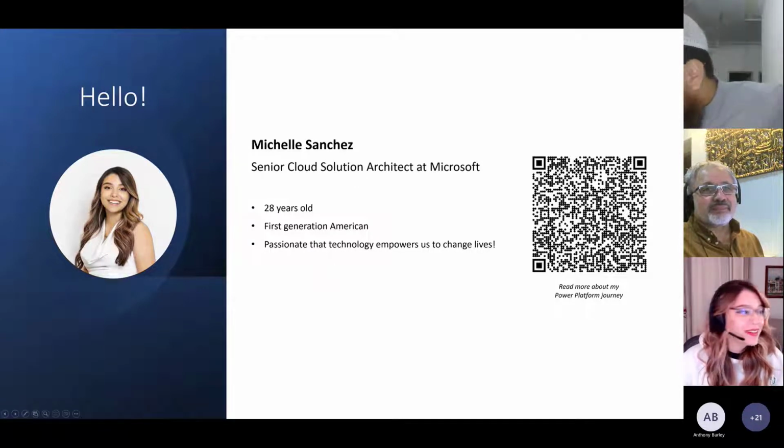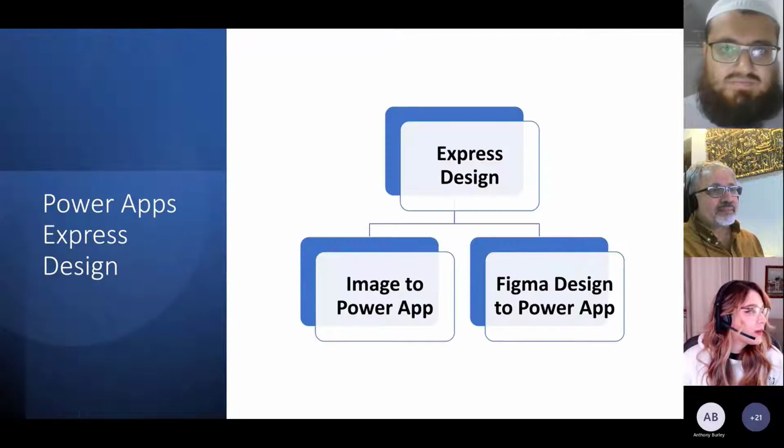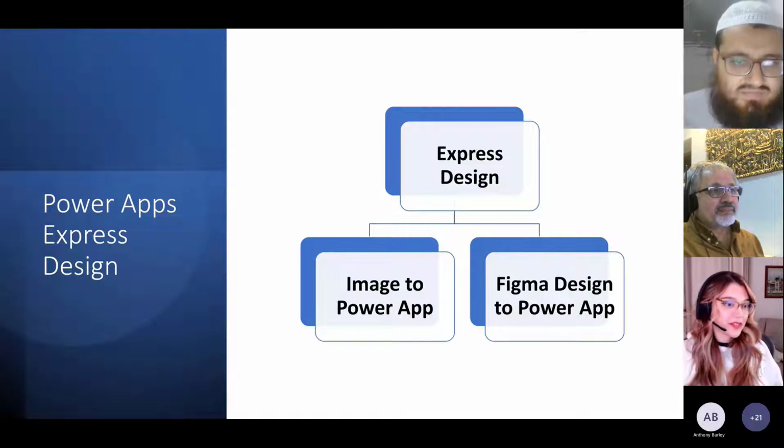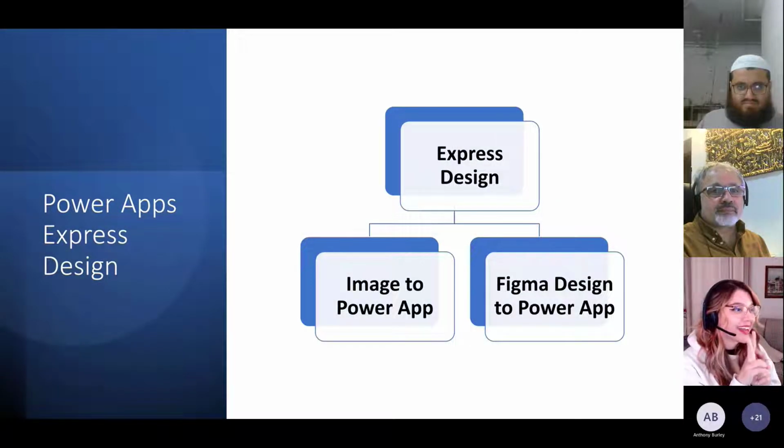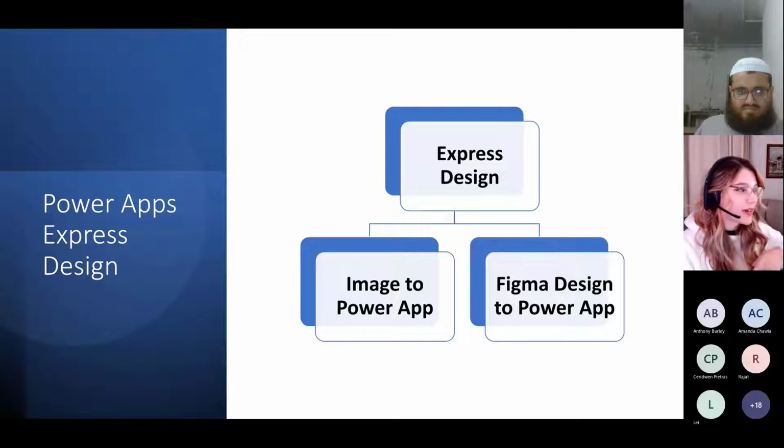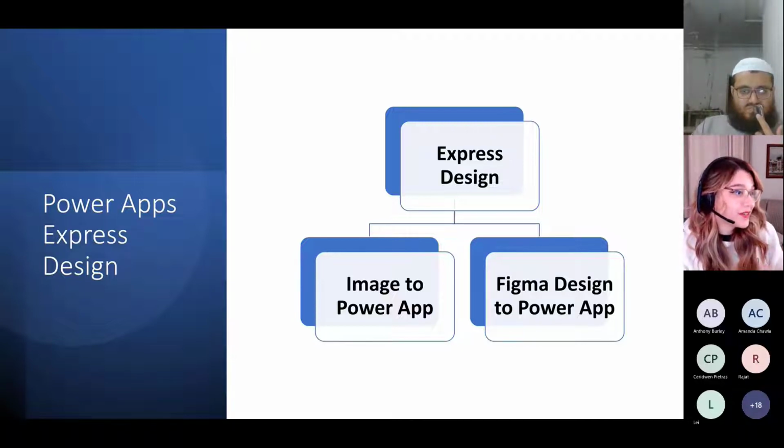So, what are we talking about today? We are talking about Figma. Microsoft calls this Power Apps Express Design. Power Apps Express Designs, there are two kinds. The first one is image to Power Apps. So if you have ever drawn on a whiteboard what your app should look like, or someone has drawn out their ideas for you, that would be image to Power Apps. You just draw it out anywhere, whiteboard, paper, take a picture, upload it to Power Apps, and it'll convert it into an app from there. And then the second type is Figma design into a Power App. So that's what we're going to be talking about today.